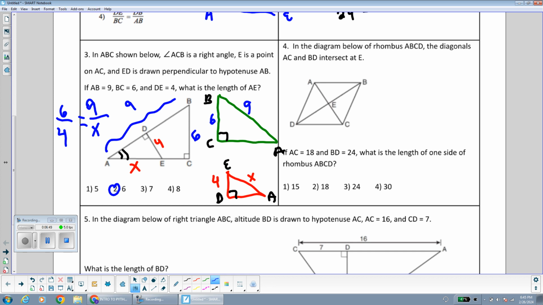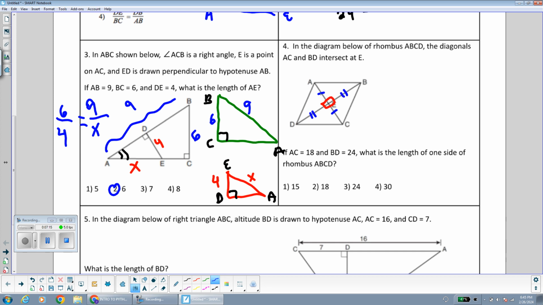Moving on to number 4. This is one that was based on the do nows that we were doing for a whole week, a review of quadrilaterals. We have a rhombus with diagonals that intersect at E. And we know in a rhombus, diagonals are perpendicular to each other, meaning that they form 90-degree angles. We also know that in a rhombus, since it's also a parallelogram, the diagonals bisect each other.